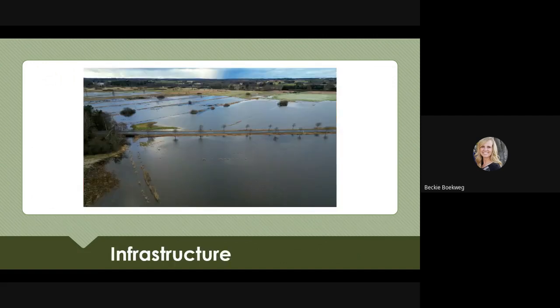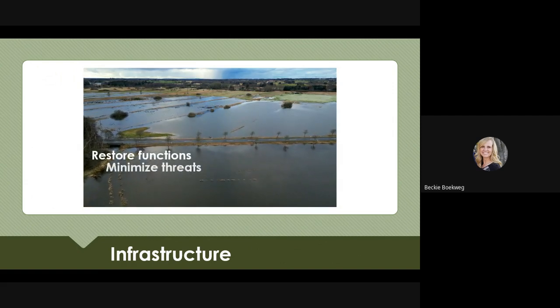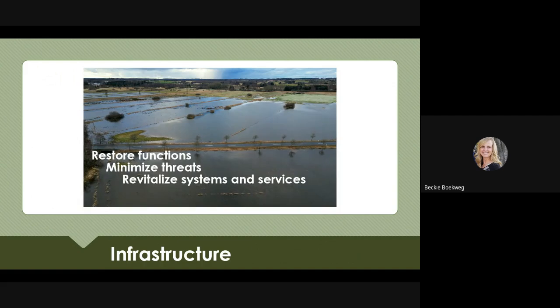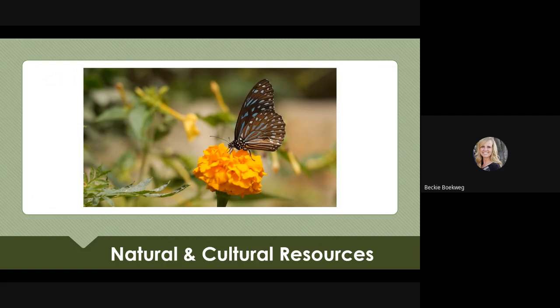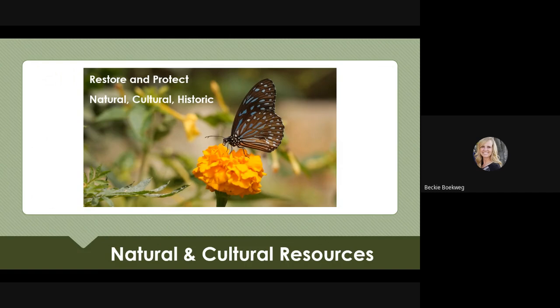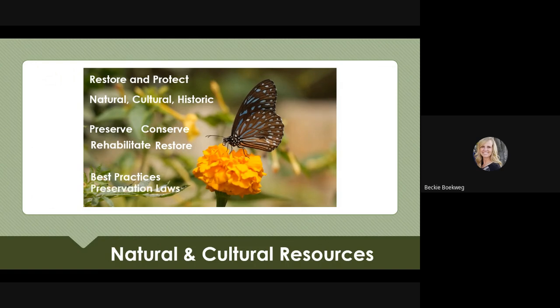Seventh is infrastructure. This objective hopes to restore critical infrastructure functions, minimize health and safety threats, and efficiently revitalize systems and services to support a viable, resilient community. Eighth is natural and cultural resources. Restoring and protecting natural and cultural resources and historic properties through appropriate planning, mitigation, response, and recovery actions. Planning with this objective in mind will preserve, conserve, rehabilitate, and restore resources consistent with post-disaster community priorities and best practices and in compliance with appropriate environmental and historical preservation laws and executive orders.